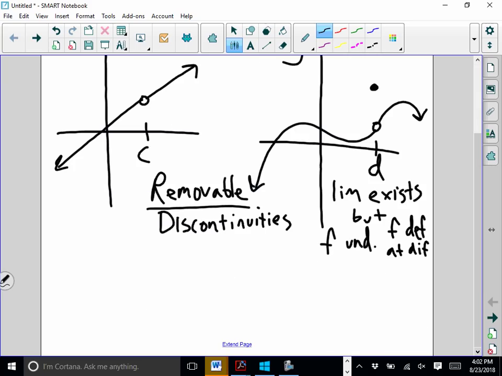So those are called removable discontinuities. And anytime we have a removable discontinuity, the limit is still going to exist, but either the function is undefined at that point, or the function is defined, but it's just at a different value than the limit is. Those are called removable discontinuities. Pretty simple. Our next one is called jump discontinuities. Think to yourself while I draw this, what do you think a jump discontinuity would look like?